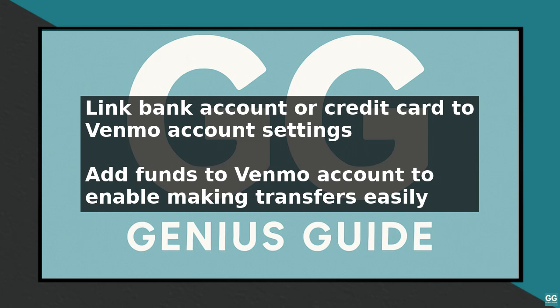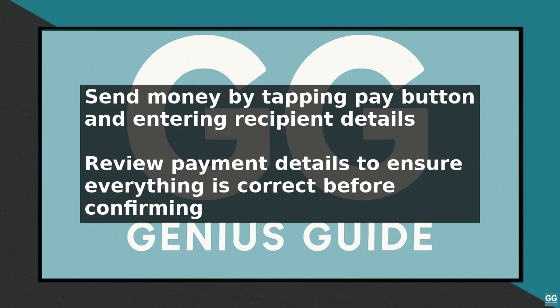To send money using Venmo, open the app and tap on the Pay or Request button. Enter the recipient's name, phone number, or email address, and the amount you want to send. You can also add a note to the payment to describe what the payment is for. Review the payment details to ensure everything is correct. Then confirm the payment.